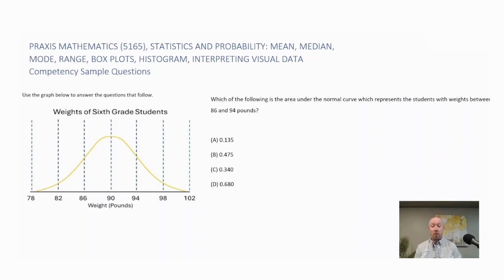All right, so this is the normal curve. So between 86 and 94 pounds, that represents one standard deviation unit from the mean. And in a normal distribution curve, each of these sections is 34% of the data. So we take 34% and then we add those together. So 0.34 plus 0.34, and we would get our answer D, 0.680.